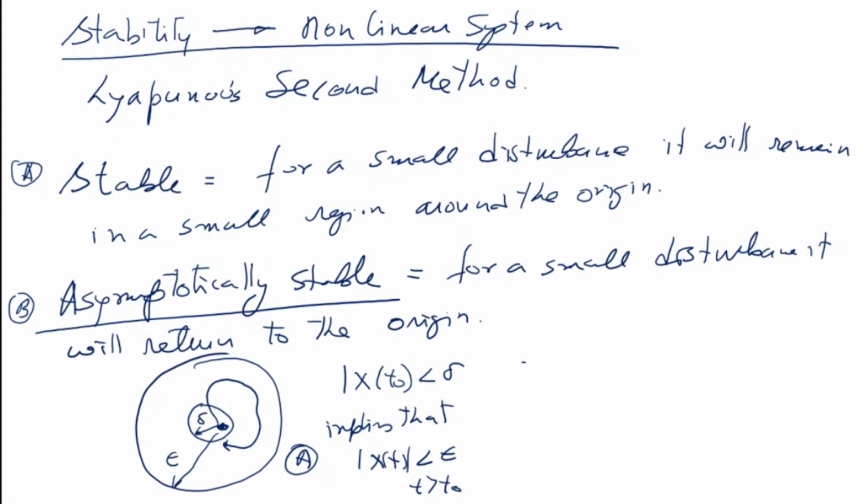Now, in case of asymptotically stable, what it basically means is that the system trajectory, if it starts from here, will go out and it will come back to the origin only. Okay, so this is my second part, which is asymptotically stable. So it goes off somewhere and ultimately it comes in there only. So this is the meaning of asymptotic stability.